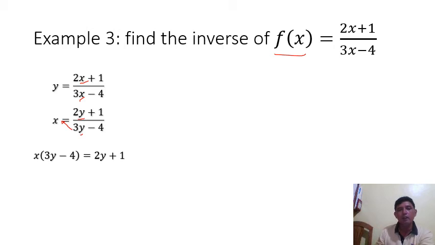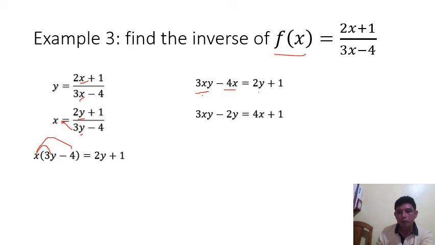Okay? Then distribute x. Then x times 3y, that is 3xy. X times negative 4, that is negative 4x. Equals 2y plus 1. Next is you have to combine similar terms. So the y terms go to one side. So you have to transfer 2y to the left side. So then, this will happen. 3xy minus 2y equals negative 4x, which when transferred becomes 4x plus 1.